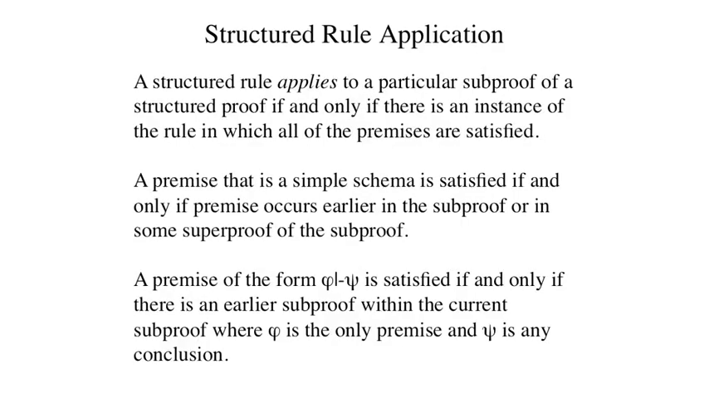A structured rule applies to a particular subproof of a structured proof if and only if there's an instance of that rule that satisfies the following conditions. A premise of the form phi proves psi is satisfied if and only if there's an earlier subproof within the current proof where phi is the only premise and psi is any conclusion. In other words, if the earlier subproof proves that psi follows from phi.